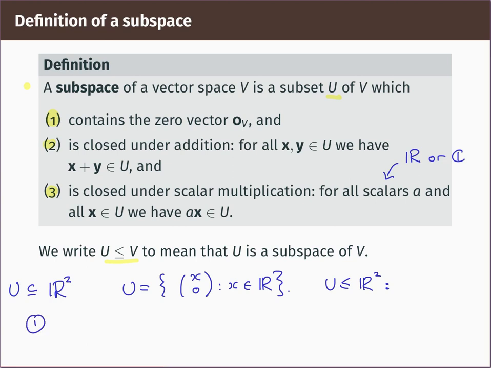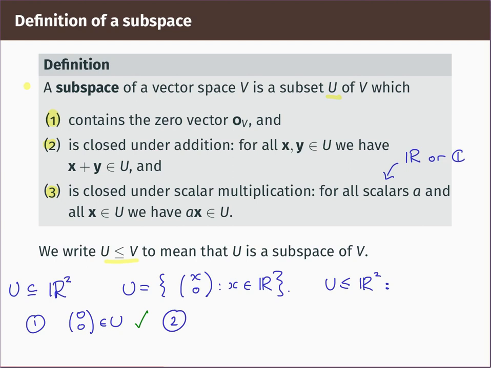Property 1 is that U must contain the zero vector. Well, for sure U contains the zero vector. It contains all vectors (x, 0) for x a real number. So in particular, it contains the vector (0, 0), which is the zero vector in R squared. So condition 1 is okay.